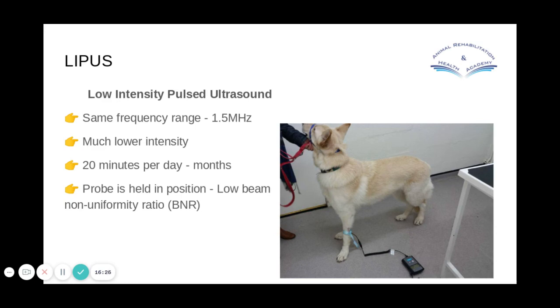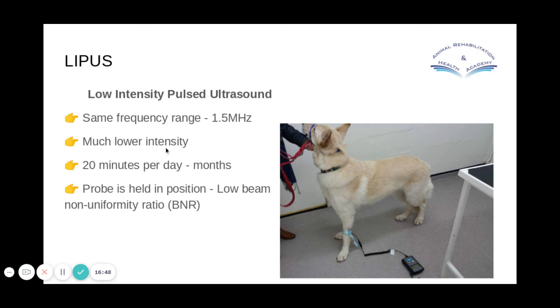The difference is, there are only a few machines that deliver it, but they're mostly set at about 1.5 megahertz. So we're between that 3 and that 1. But the difference is it's a much, much lower intensity. So that power, that intensity that it goes in, is much, much lower.